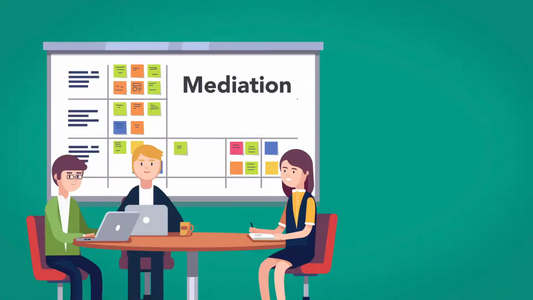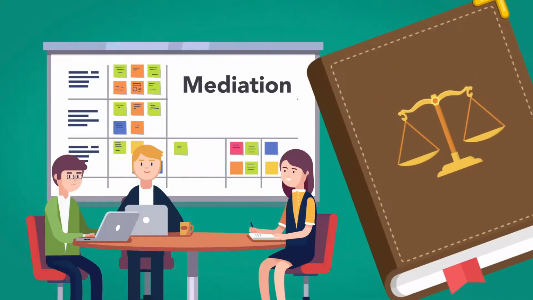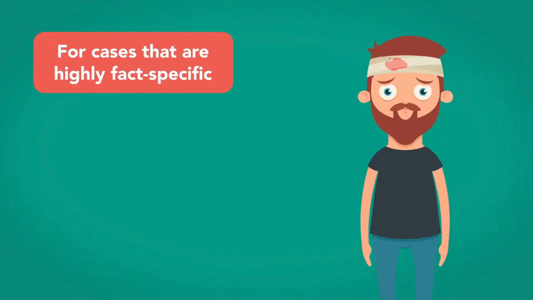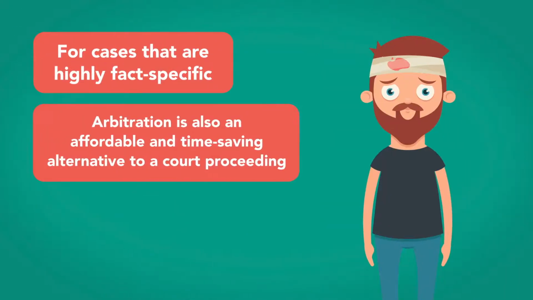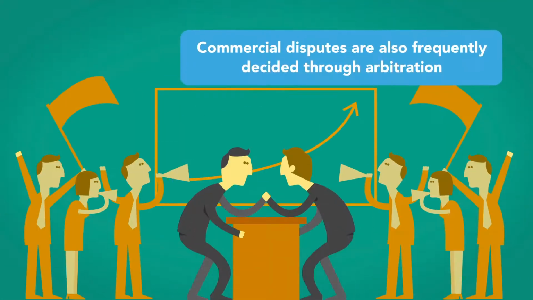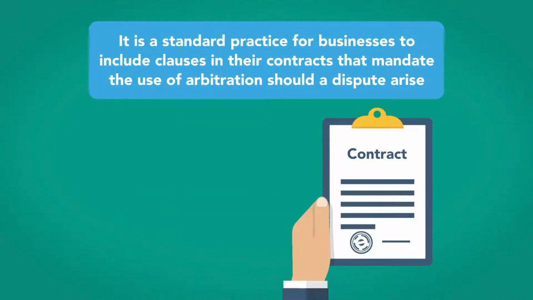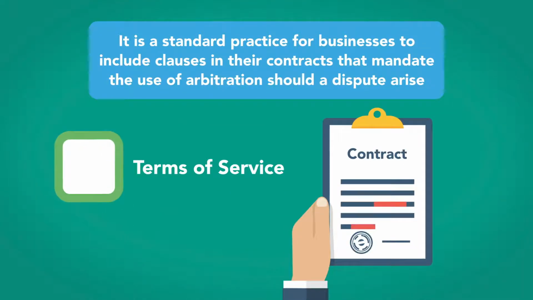Unlike mediation, which is less effective in cases where questions of law represent the key elements of a dispute, arbitration is often used for complex legal disputes. Alternatively, for cases that are highly fact-specific, such as personal injury cases, arbitration is also an affordable and time-saving alternative to a court proceeding. Commercial disputes are also frequently decided through arbitration, which can be effective in helping corporations and businesses to avoid the expense of taking disputes to trial. It is a standard practice for businesses to include clauses in their contracts that mandate the use of arbitration should a dispute arise.